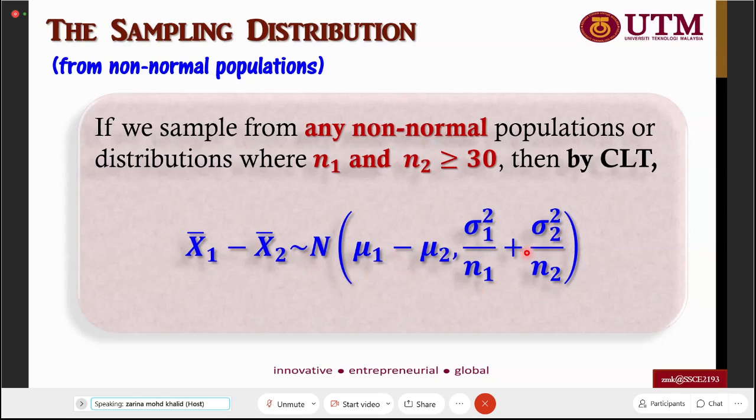So please make sure, a common mistake by students is that they put negative for this variance. So be careful. And another mistake students always make is on the location measure. So be consistent. If you're talking about x bar 1 minus x bar 2, then the mean has to be mu1 minus mu2. But if you talk about x bar 2 minus x bar 1, then it has to be mu2 minus mu1.